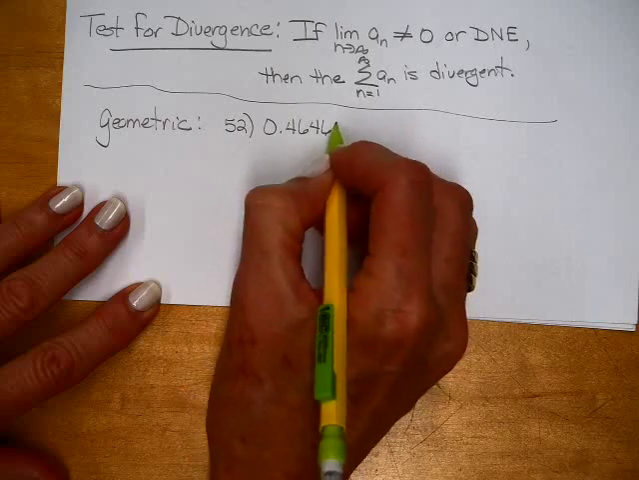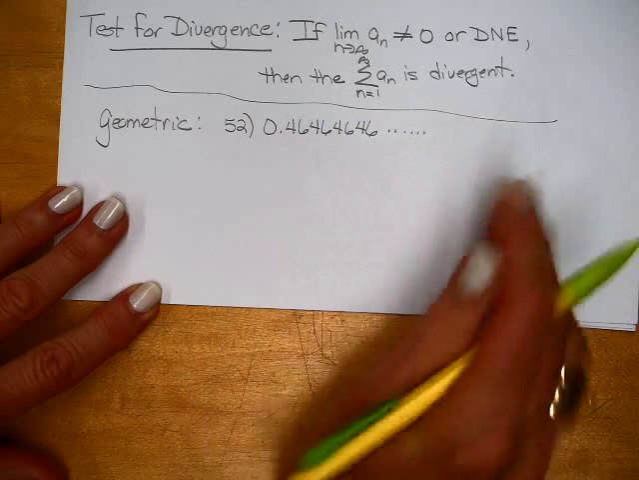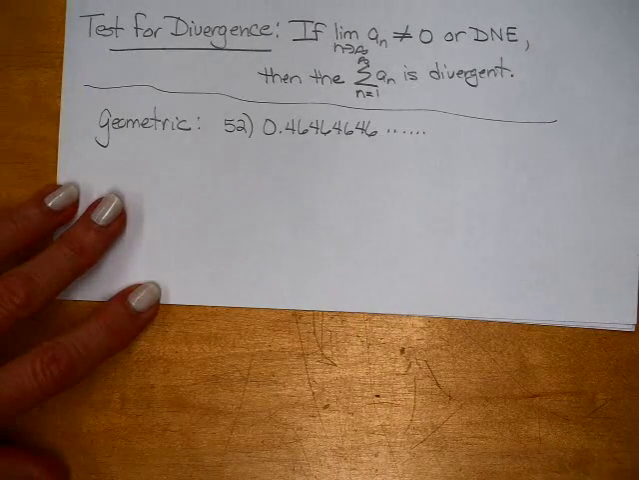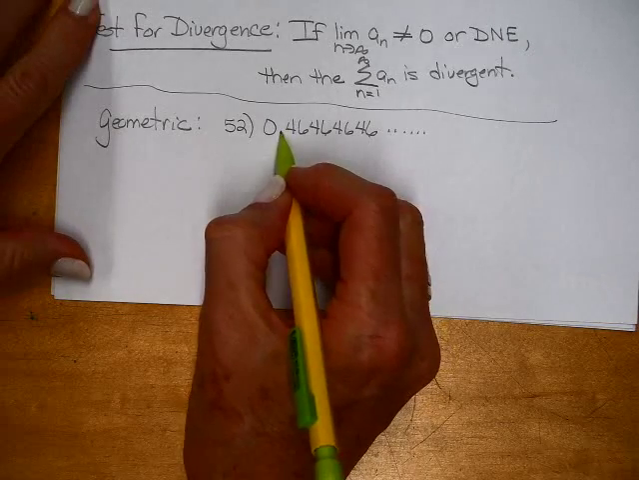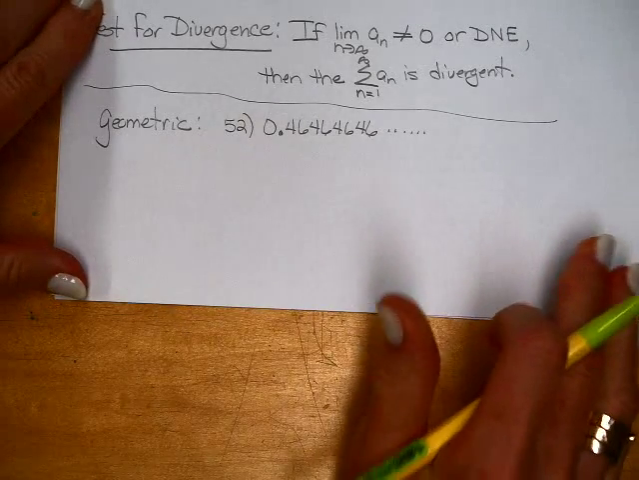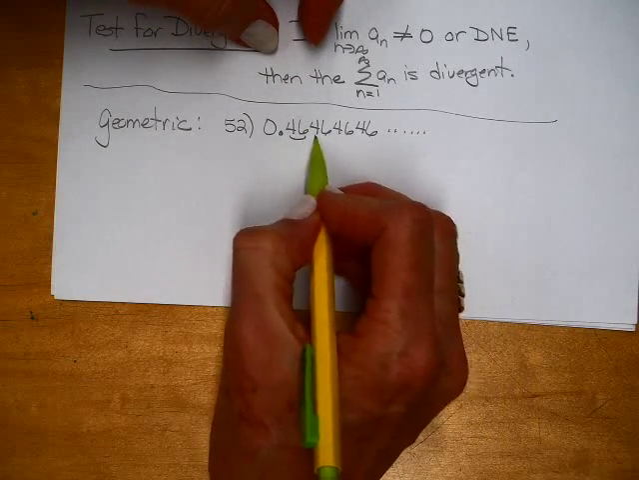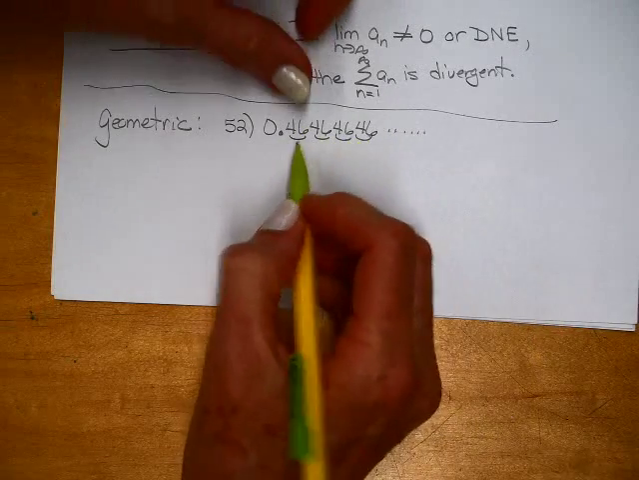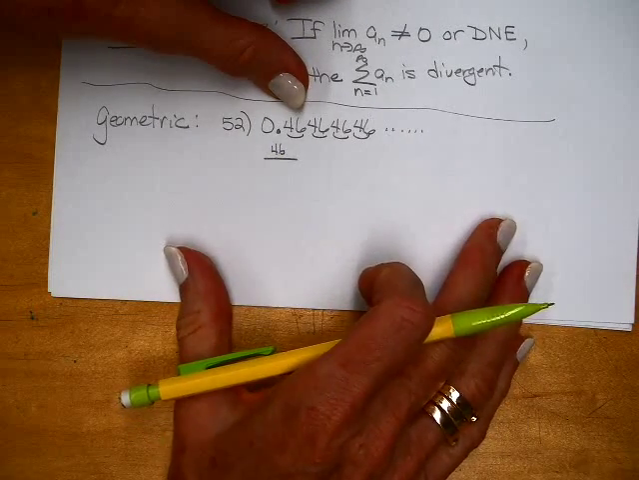The decimal 0.464646, and so on. It repeats 46 forever. They want me to write this as a ratio of integers. So I'm changing it back to a fraction. What I'm going to do is treat this as a geometric series. The part that repeats is the 46, so I'm going to write this as a series of fractions.